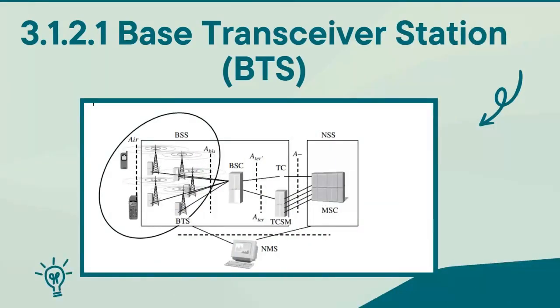In the picture, you can see that the circle here shows the base transceiver station. So, we can see that BTS is in the scope of the base station subsystem, and on the other side, it connects to the BSC via the Abis interface. Furthermore, the BTS also consists of a transmission unit, TRU. This unit interacts with the Abis and other interfaces.